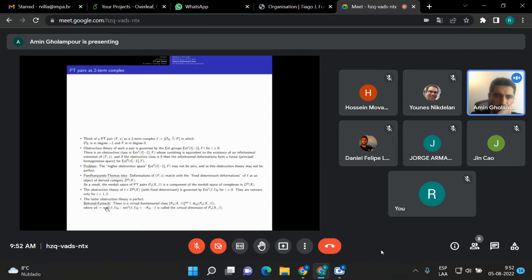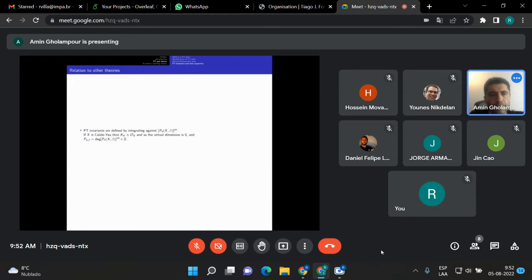So then we get a virtual fundamental class in the Chow group of P_n in this degree, where the virtual dimension vd is the difference of these two non-zero Ext groups, which is constant for any I in the moduli space. And then by Riemann-Roch, it can be calculated to be minus K_X, the canonical bundle, times the class beta, the second Chern character of F. Then the invariants are defined by integrating against this class.